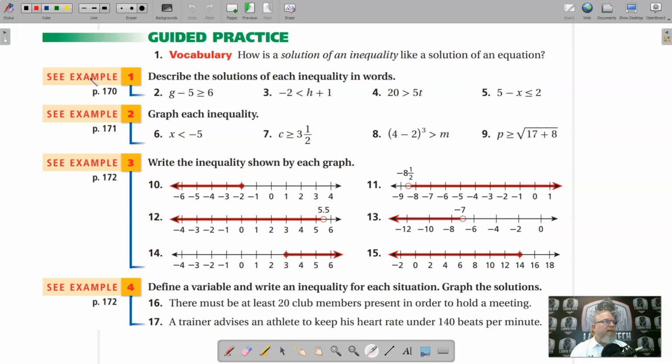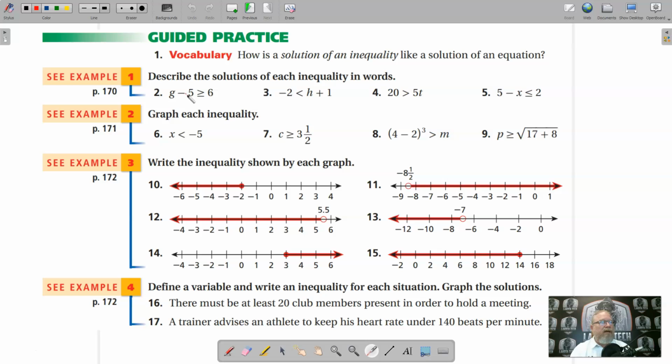In example 1 here, describe the solutions of each inequality in words. In this case, I think we have to plug stuff in. So I'm going to skip this right now, because this chapter is pretty much about understanding inequalities, being able to take an inequality and graph it, being able to look at a graph and write an inequality. And here, we'd have to make a table. They expect you to make a table in later lessons. We're going to learn how to actually solve these so we can find the solutions without a table.